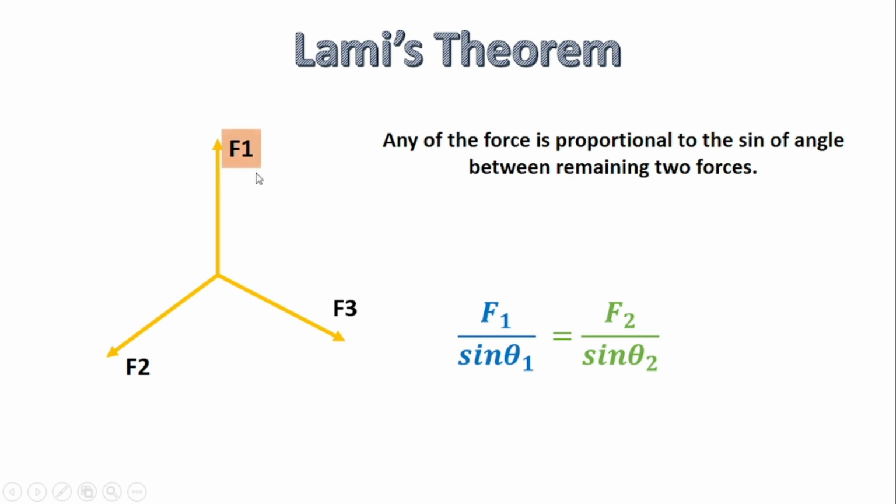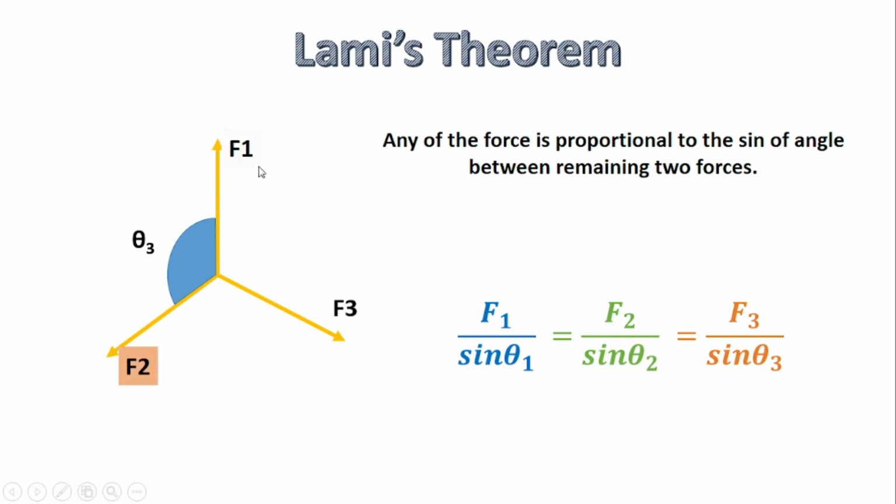And the remaining two forces are F1 and F2, and the included angle between them is this angle. The value of this angle is theta 3. So here we can write the equation F3 divided by sine of the angle between F1 and F2, that is theta 3. So F3 divided by sine of theta 3. In this way we can write the equation.